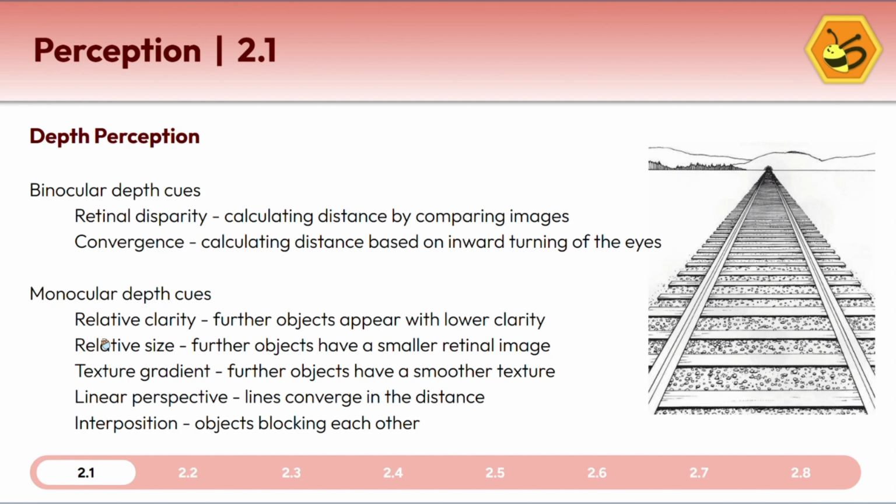Texture gradients show that when we're looking at a faraway object, it will typically appear smooth. So even when we're looking at smooth objects up close, the texture will be different than the smoothness we get from a faraway object.